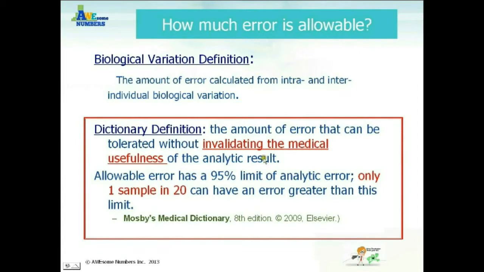Mosby's medical dictionary says they sort of merged the two. The amount of error that can be tolerated without invalidating the medical usefulness of the analytical result. Allowable error has a 95% limit of analytical error. Only one sample in 20 can have an error greater than this limit.